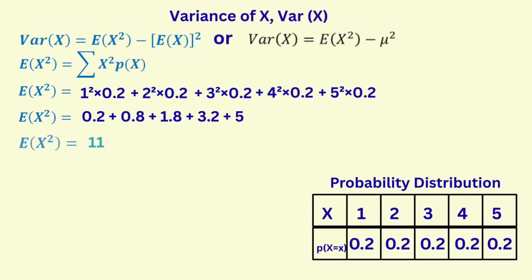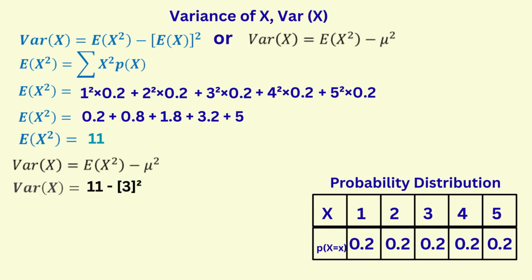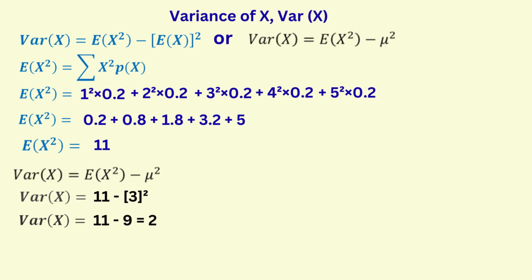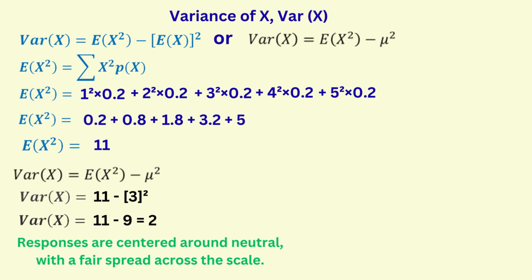We can now find the variance by substituting 11 for E of x squared and 3 for the mean in the formula. So the variance of x is equal to 11 minus 3 squared, which is equal to 2. So the average rating is 3, and the variance is 2, which means that responses are centered around neutral, with a fair spread across the scale.